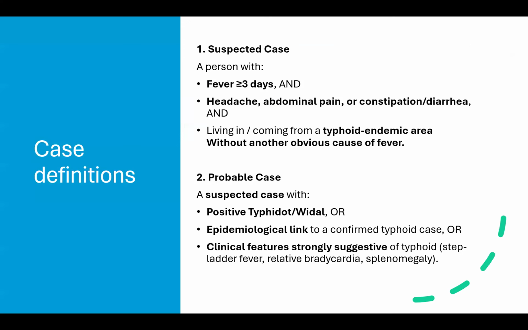So now I would explain some of the definitions which are related to typhoid, like case definitions. So what is a suspected case? It is a person with fever of less than or equal to 3 days, and headache, abdominal pain, or constipation, diarrhea, and living in or coming from a typhoid endemic area without another obvious cause of fever. And a probable case is a suspected case with a positive Typhidot or Vidal test, or epidemiological link to a confirmed typhoid case, or clinical features strongly suggestive of typhoid like stepladder fever, relative bradycardia, or splenomegaly.